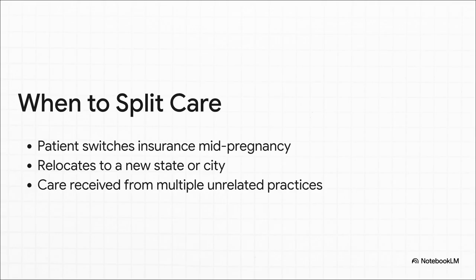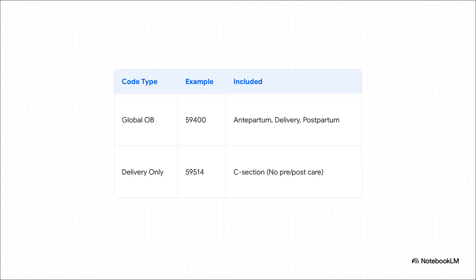To really put that into perspective, let's compare. A global OB code like 59400 covers that entire start-to-finish timeline. But let's say an exam scenario tells you a patient moved into town at 39 weeks and a new doctor only performed a cesarean without doing any of the prior prenatal care. In that case, you'd jump straight to a delivery-only code, like 59514. The specific wording of the scenario totally dictates whether you build a global package or you split it up.